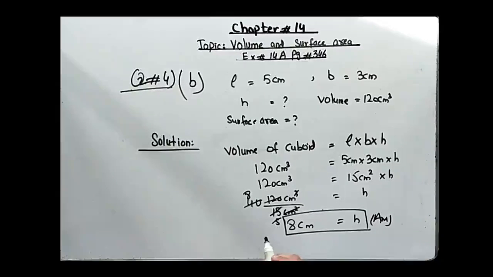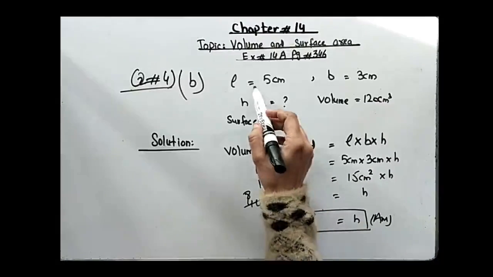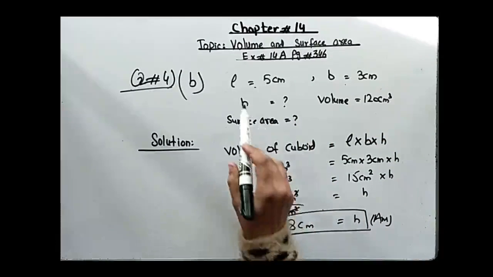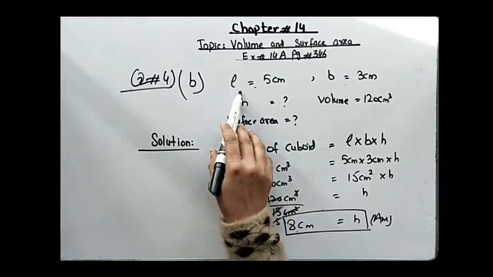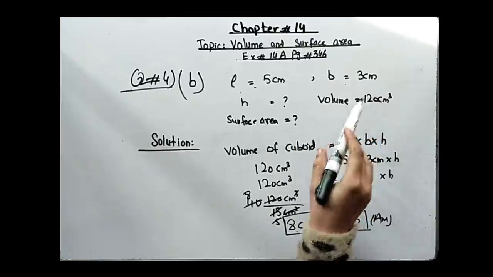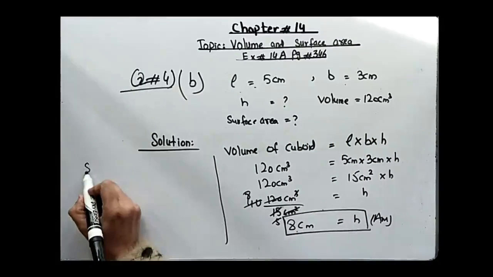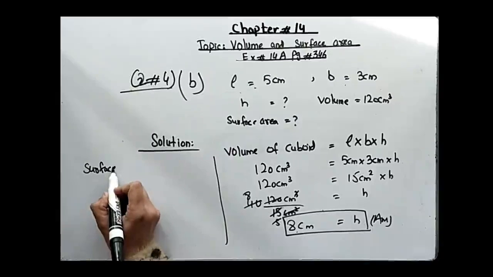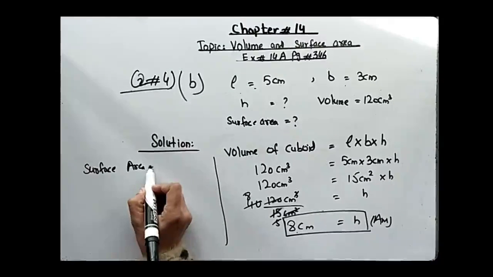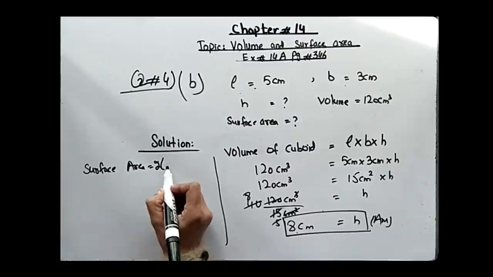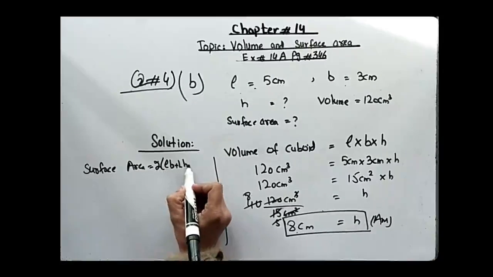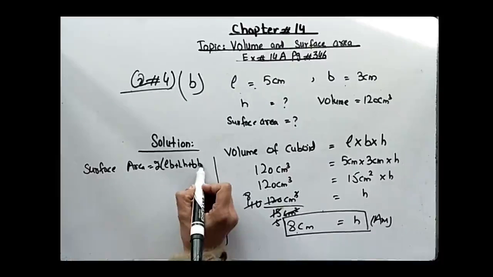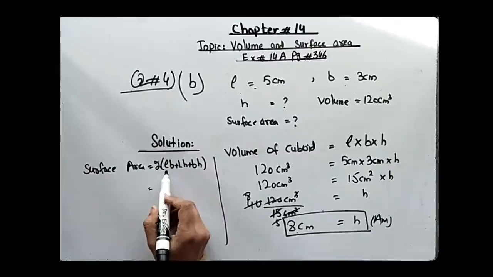This is your answer. Now h is given, L and B, all the sides are given. H is equal to 8 centimeter, L is equal to 5 centimeter, B is equal to 3 centimeter. Now you can find the surface area of cuboid. As we know, first you will write the formula: 2 into length multiply breadth plus length multiply height plus breadth multiply height.